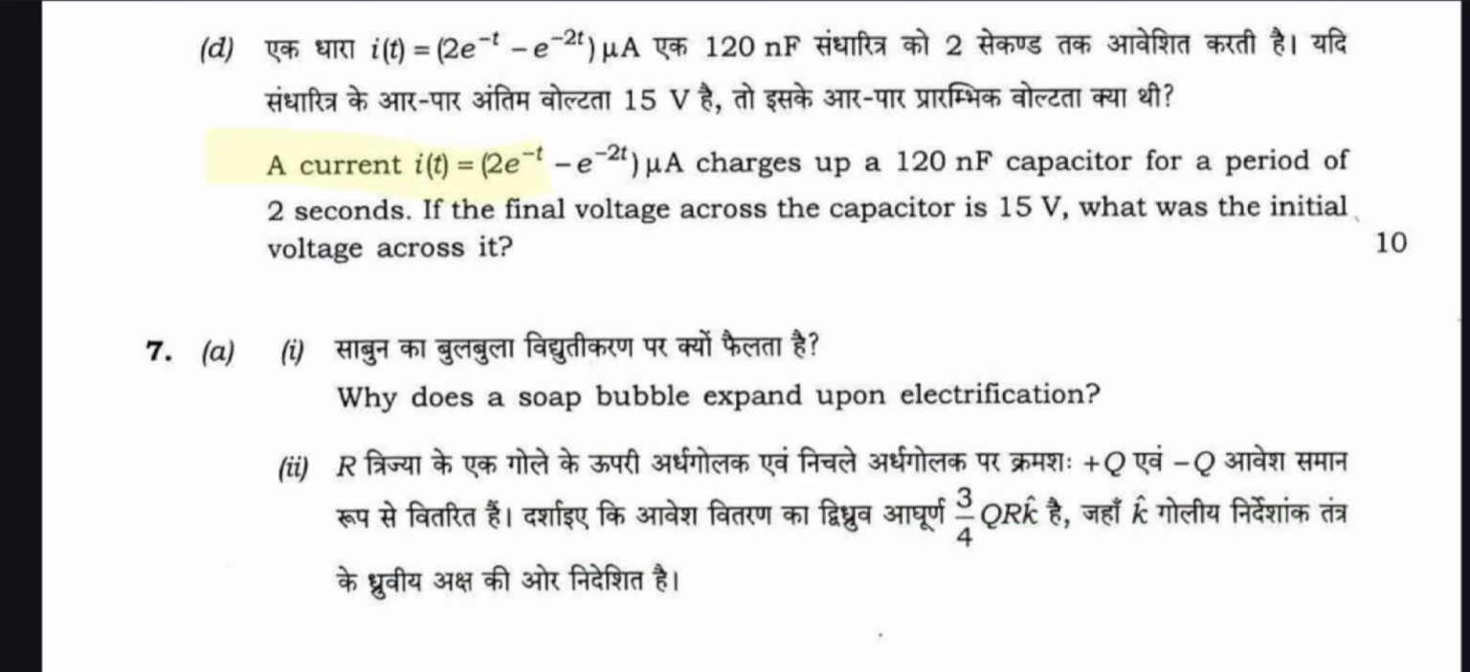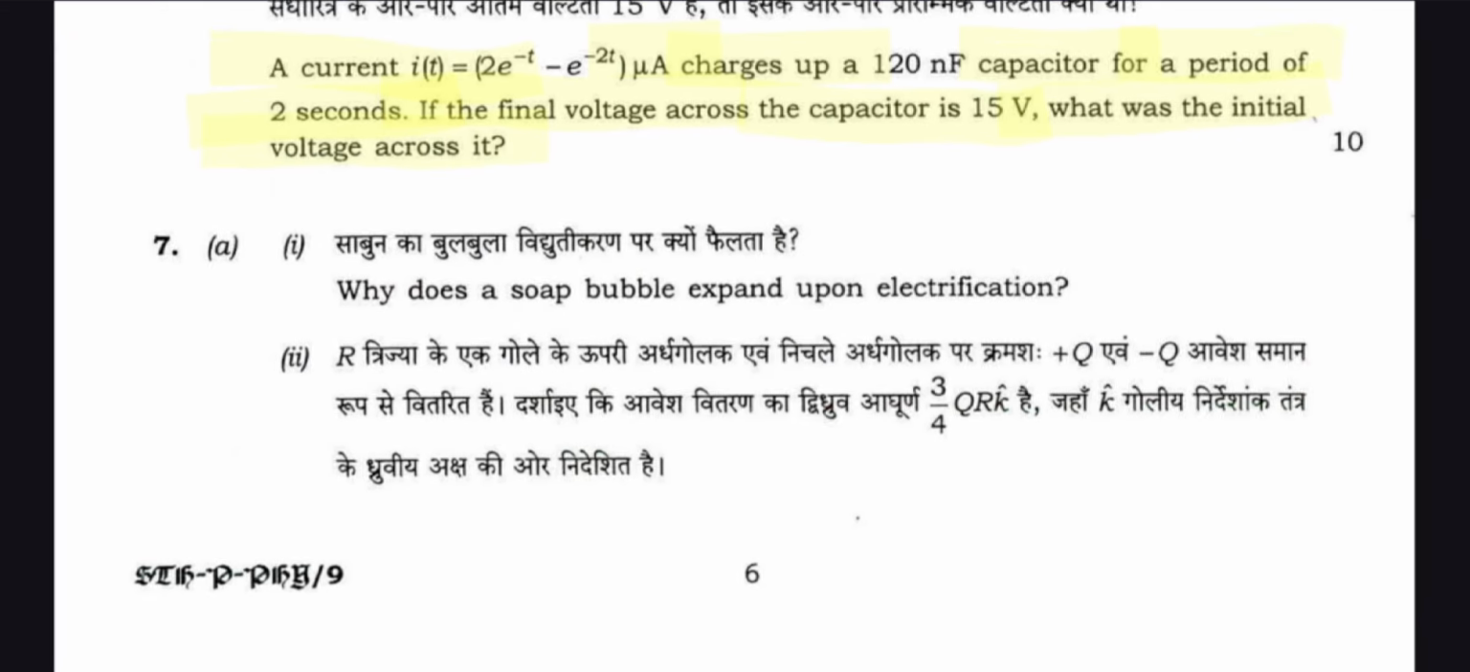A current i(t) equal to t e power minus t minus e power minus 2t microampere charges up a 120 nanofarad capacitor for a period of 2 seconds. If the final voltage across the capacitor is 15 volt, what was the initial voltage across it?